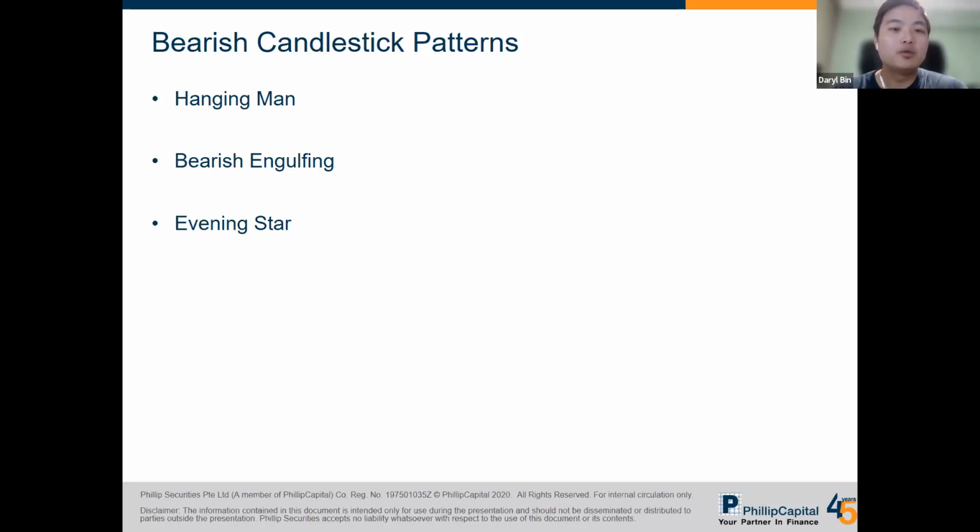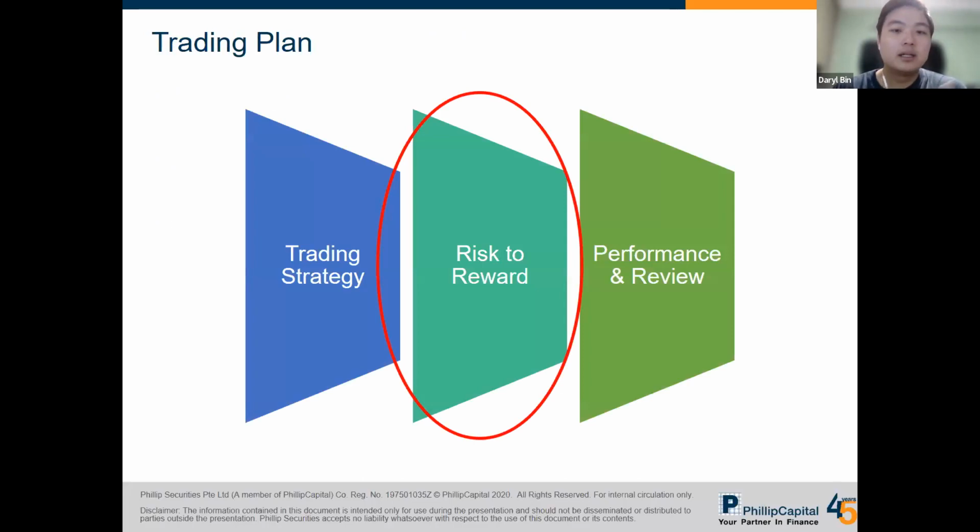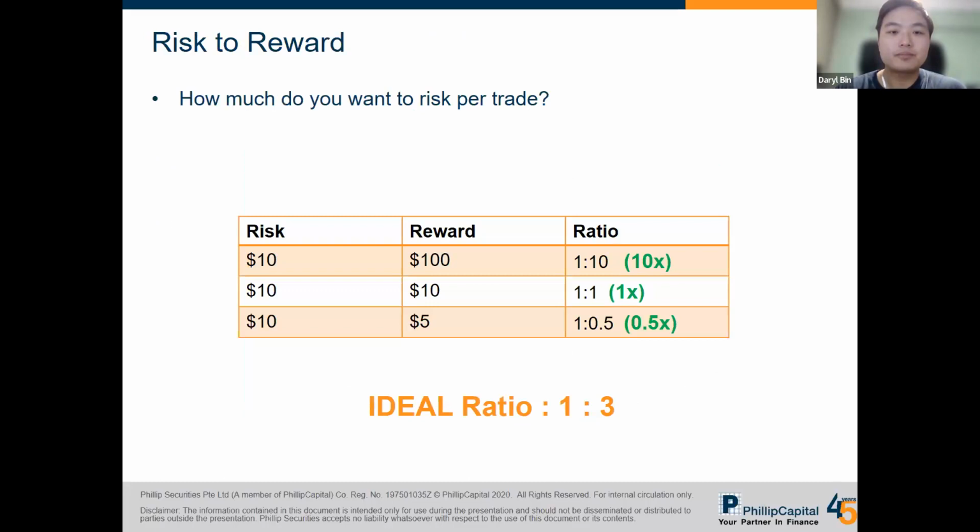Okay, so now let's move on to risk. This is more like a risk to reward. So what is our risk to reward? How much should I risk to get rewarded? Now we need to ask ourselves, how much are we comfortable losing per trade? Some will say $100, some will say $50, some will say $1,000. This is entirely up to you.